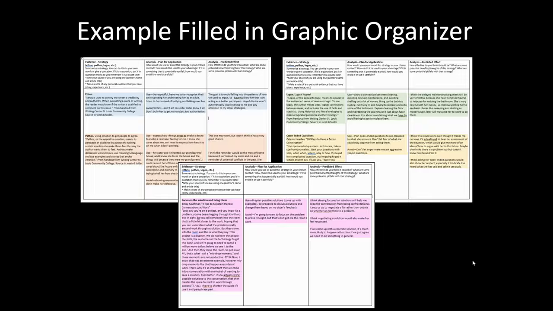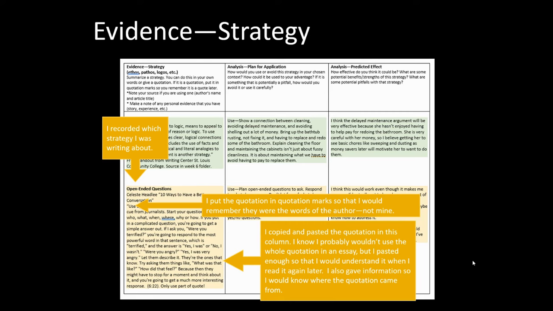And you'll notice that that's a pretty long quote, but I didn't worry too much about it here because I wanted to give enough so that when I came back to it in a week or so, I would have enough to understand what the author was saying. And I'd probably cut it down, if I used it, to make it fit better in my paper. And I even left myself a note that says, only use part of the quote. Remember, I didn't want to use the whole thing.